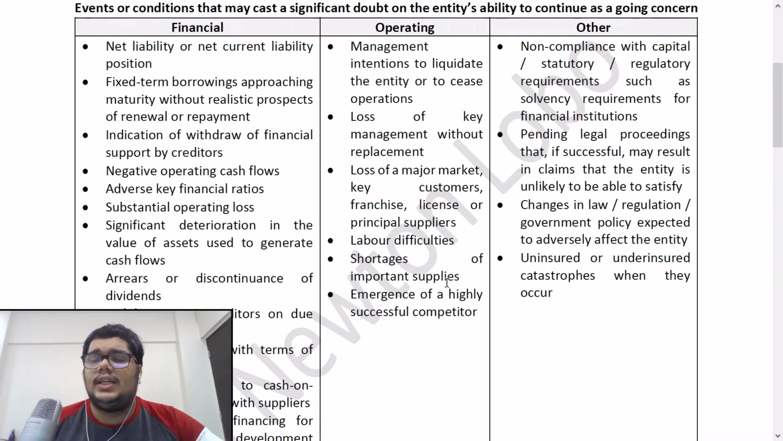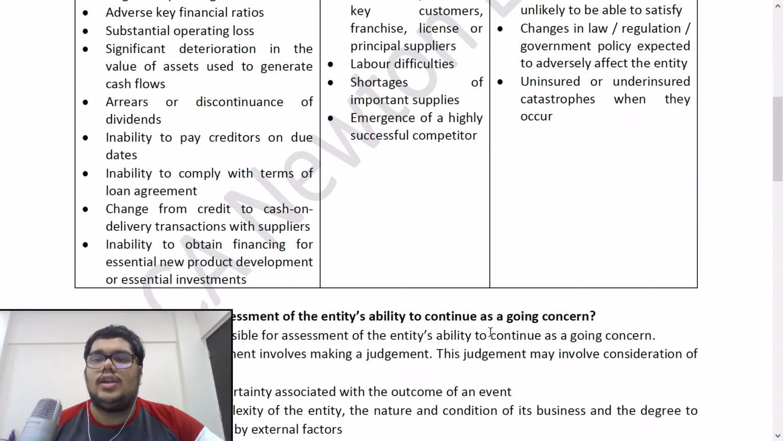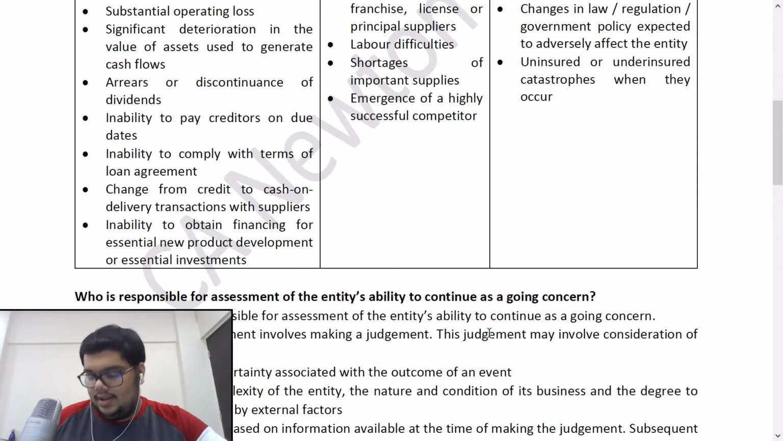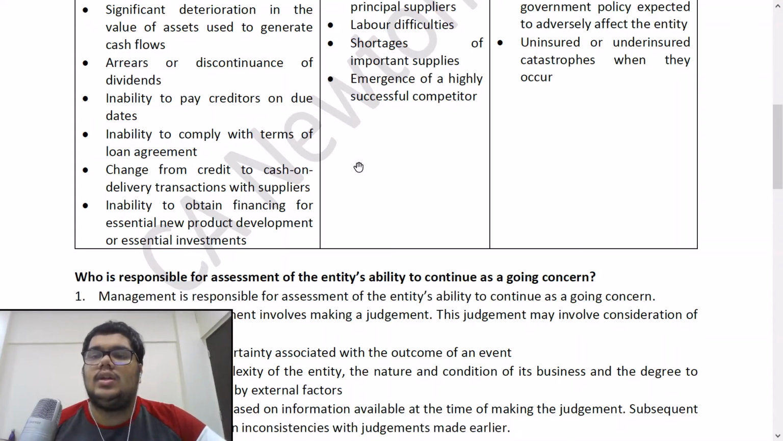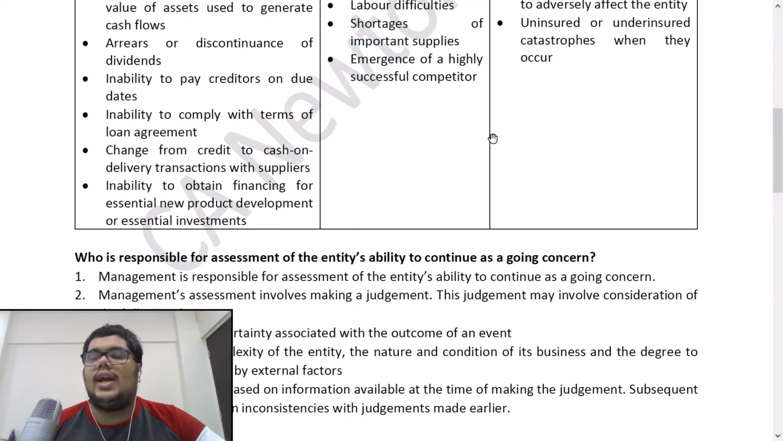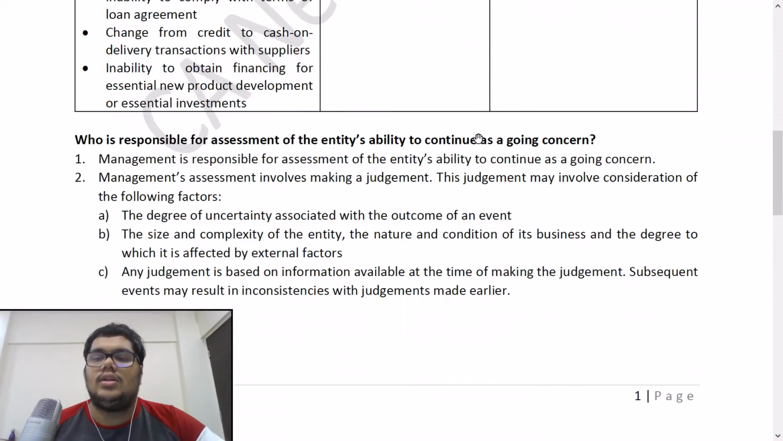Next, pending legal proceedings that, if successful, may result in claims that the entity is unlikely to be able to satisfy. So there is some court case that is going on, and tomorrow if the court case goes against your favor, you may have to pay off a huge amount, and you may not be in a position to pay that amount. So this could also be an indicator of going concern issue. Next, changes in law, regulation, government policy expected to adversely affect the entity. So some kind of products you are selling have suddenly become very much regulated, so that can affect your business, and that may be an indicator of a going concern issue. Next, uninsured or underinsured catastrophes when they occur. For example, if an earthquake has occurred or a fire has occurred in your godown and you have not insured it, or you have underinsured it, so that can also be an indicator of a going concern issue.